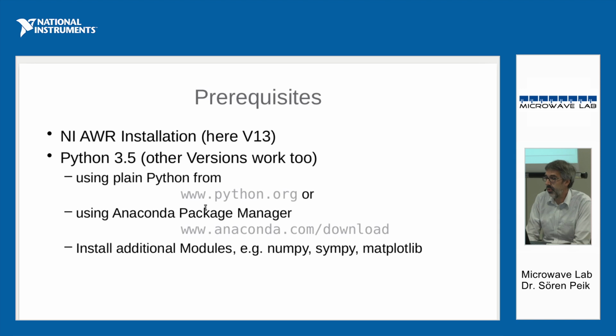So let's see how we get Python and Microwave Office together. I just put one slide on here. What you need: AWR Microwave Office, of course. You need Python, of course. If you want to do it in Microsoft Windows, it's easiest to just use the Anaconda package manager. So go to anaconda.com, download the package manager, and then you can install Python.